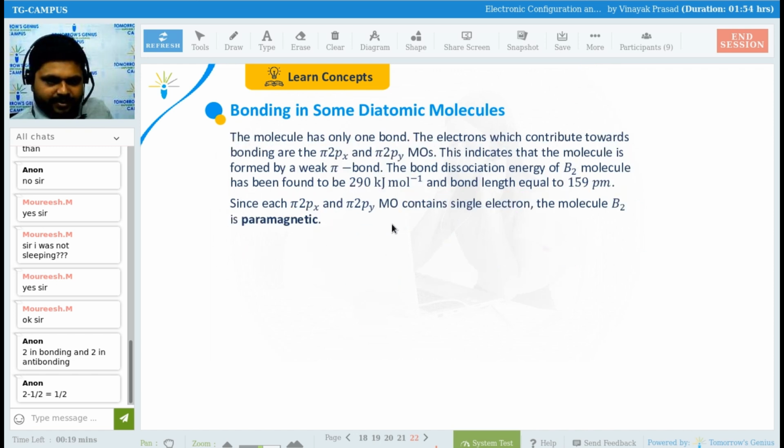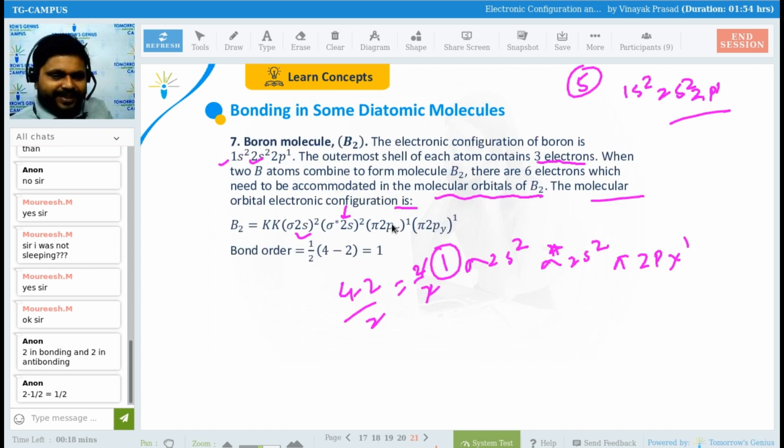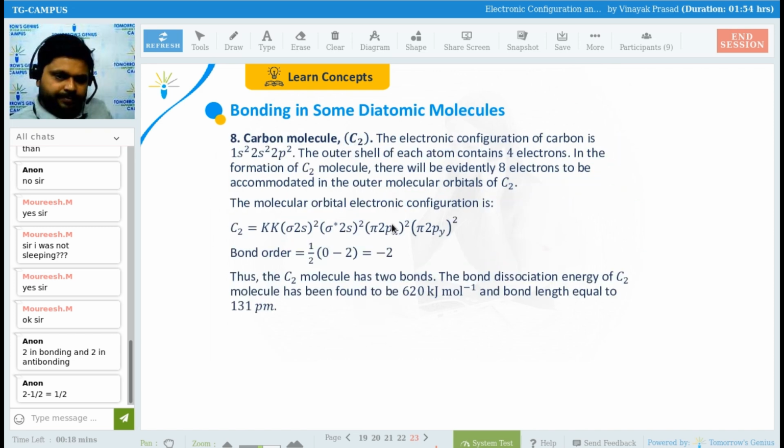So it will be what in nature? If 1 will be there, then paramagnetic in nature. Here there is some mistake, guys. Actually 1 has been given. Okay, 4 minus 2. Okay, fine. Paramagnetic in nature now. Carbon molecule, C2 molecule.